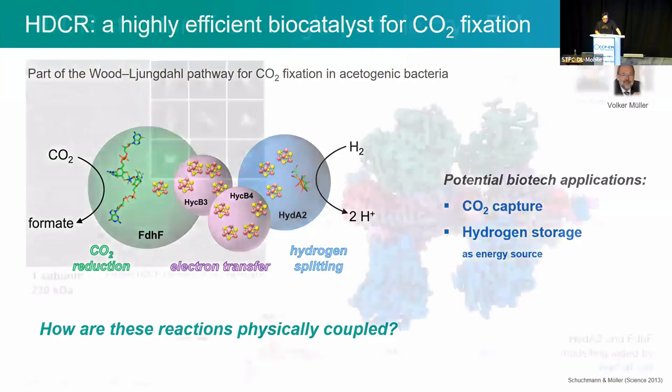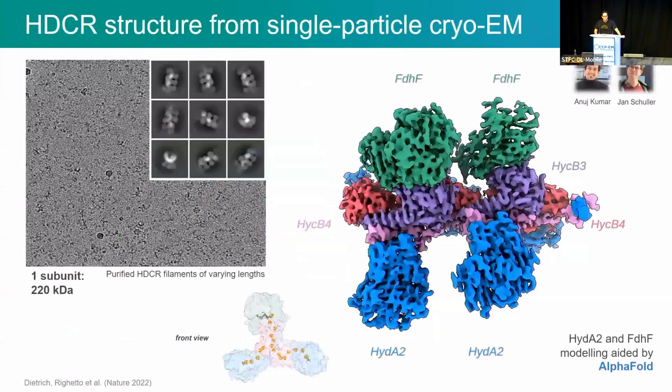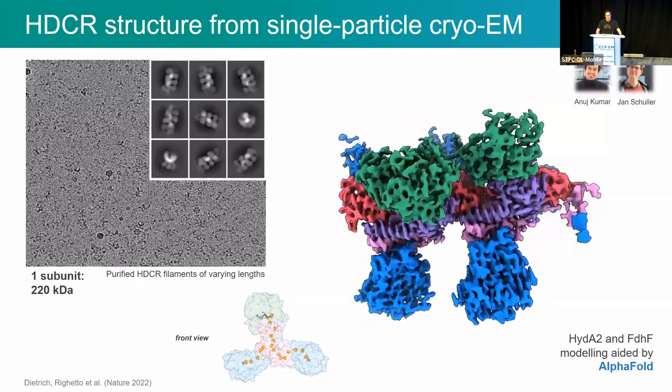So our collaborators in Marburg, the group of Jan Schuller and his student Anuj Kumar, set out to solve the single particle structure of HDCR. And basically, they solved the structure of very short filaments that they found on their grids. And this structure is resolved to about 3.4 angstroms. And this is how it looks.